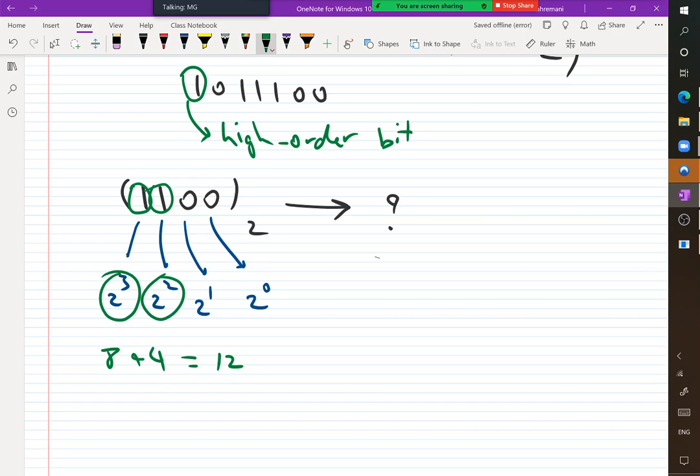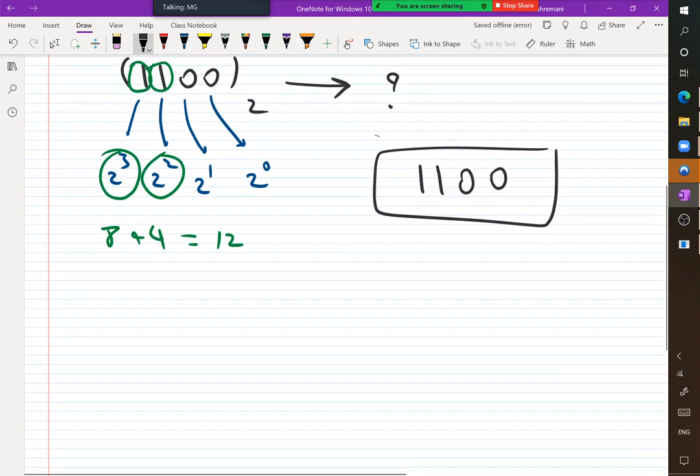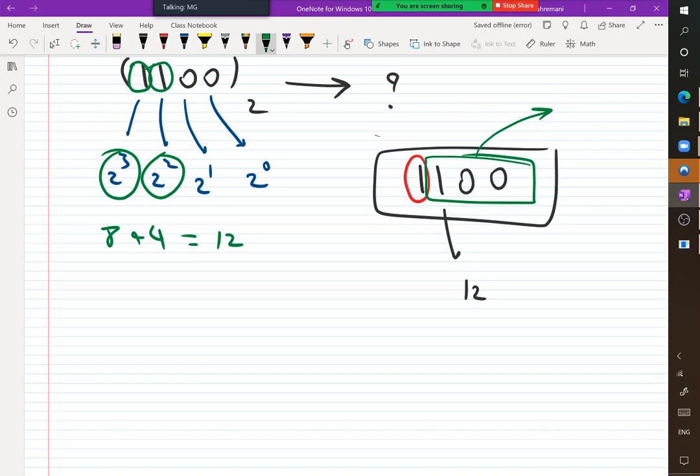Okay, but in signed numbers, if we have this value, we cannot say that it is equal to 12. Why? Because the high order bit is not part of the number. It's only dedicated for the sign of the number. So the value of the number will be determined by these 3 bits, and the sign of the number will be determined by the high order bit. Any question?